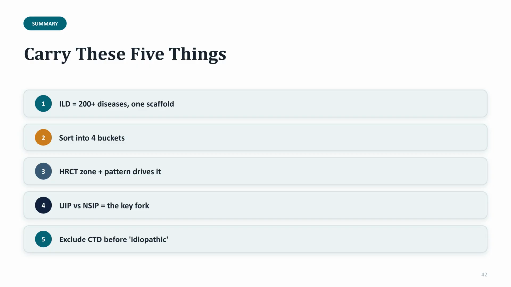Carry 5 things out of this video. 1. Interstitial lung disease is more than 200 diseases sharing one scarred scaffold. 2. Sort every case into 4 buckets: sarcoid, exposure, connective tissue disease, and idiopathic. 3. The high-resolution CT zone and pattern drive the diagnosis. 4. Honeycomb UIP versus ground glass NSIP is the fork that chooses the drug. And 5. Never say idiopathic until you have excluded the causes you can name.